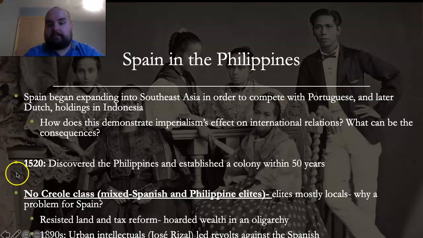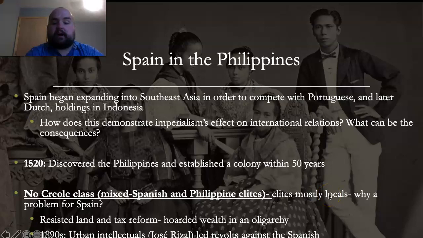By 1520, the Spanish had discovered the Philippines and were to establish a colony there within 50 years. Interesting thing to remember about this colony is that unlike the other Spanish colonies, it essentially had no Creole class, which if you remember is essentially a mixed Spanish and Philippine elite class system. People who are descended from some of the elite natives and original Spanish arrivals and conquistadors were the ones who traditionally had power in these colonies we mentioned earlier. Instead, the elites were almost entirely locals.